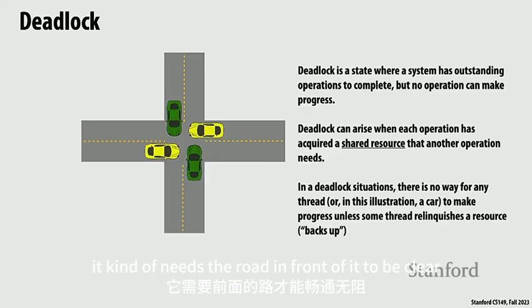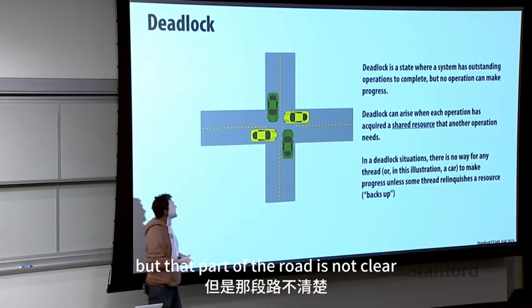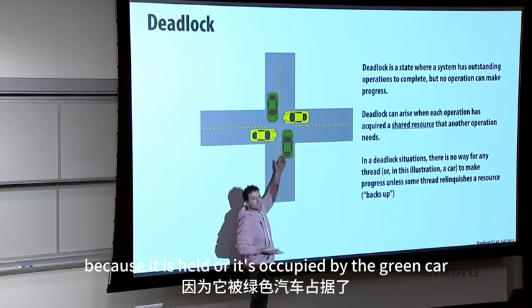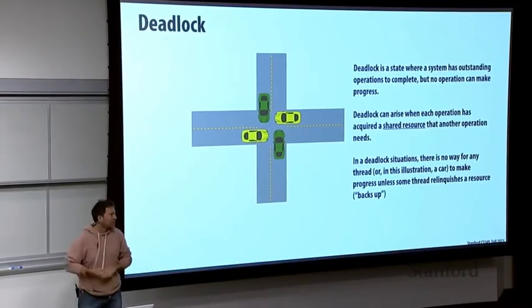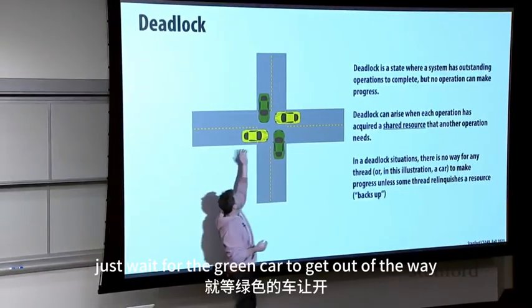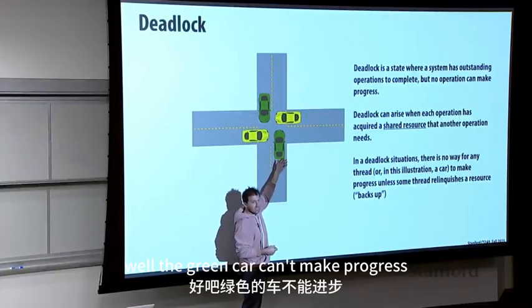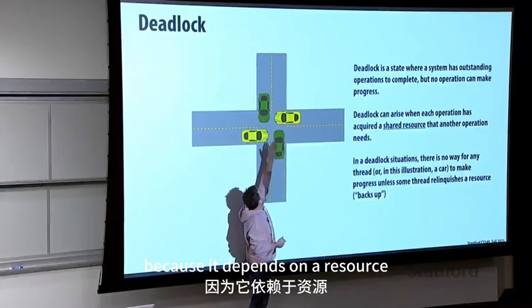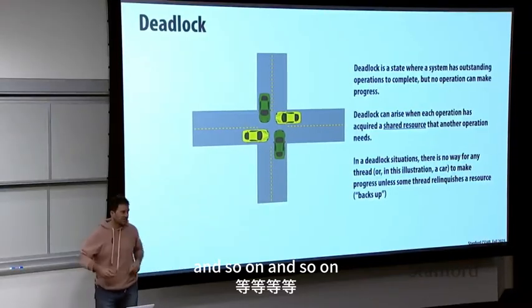It needs the road in front of it to be clear, right? So this yellow car needs the road in front of it to be clear, but that part of the road is not clear because it is occupied by the green car. So why doesn't the yellow car just wait for the green car to get out of the way? Well, the green car can't make progress because it depends on a part of the road that's held by the next yellow car, and so on and so on.